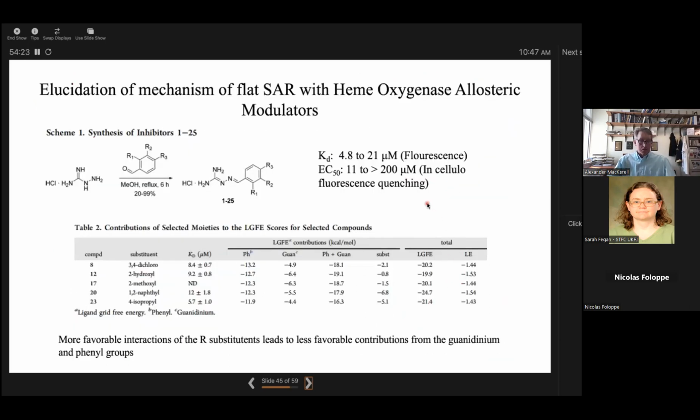And so we're getting short on time, but we were also able to understand what was interesting with this system is we had very flat SAR. The compounds went from a hydrogen to like a naphthyl group and so on, but the affinity didn't change very much. The EC50 in antimicrobial experiments changed more, and we're able to use the LGFE contributions and the GFE contributions for individual functional groups to basically understand why we're getting the flat SAR. And again, it was sort of this push-pull mechanism where we gained binding on one end of the molecule, we lost it on the other end, and so on. So again, it's that information concept.